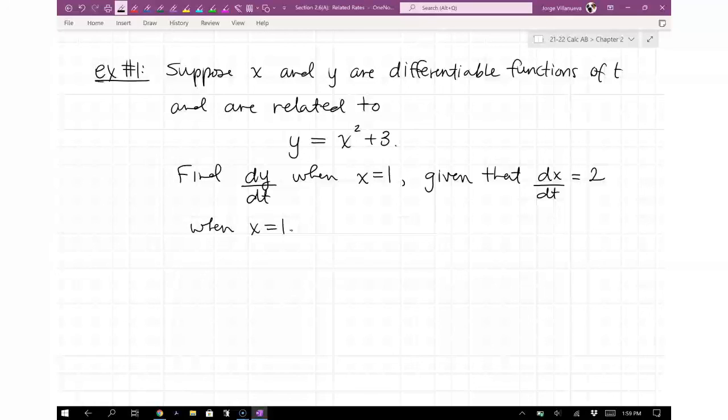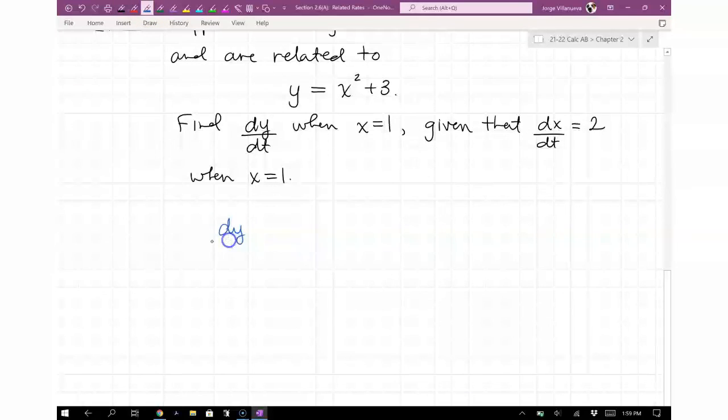Okay? So they're saying find dy dt. All right. So here's what I know. I've got to find dy dt, let me use red here so it's a little more obvious, dy dt when x equals 1. That's what I need to figure out. But I know that dx dt when x equals 1 is 2. So all I'm going to do is take my derivative and plug in my information.